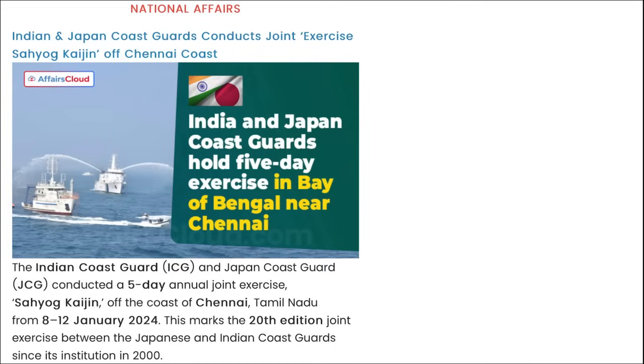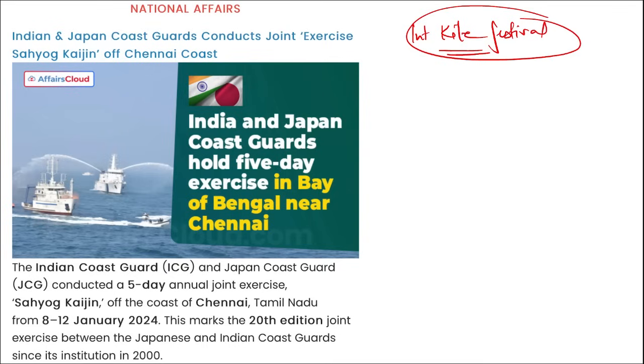Then apart from this, if I ask you, tell me, International Kite Festival. In the last video, by mistake I said this was held in Gujarat. By mistake, yes, in Gujarat. But actually International Kite Festival currently it is going on in Ayodhya, and Ayodhya is in UP. Right? Then Ayodhya Airport will be renamed as Maharshi Valmiki International Airport.